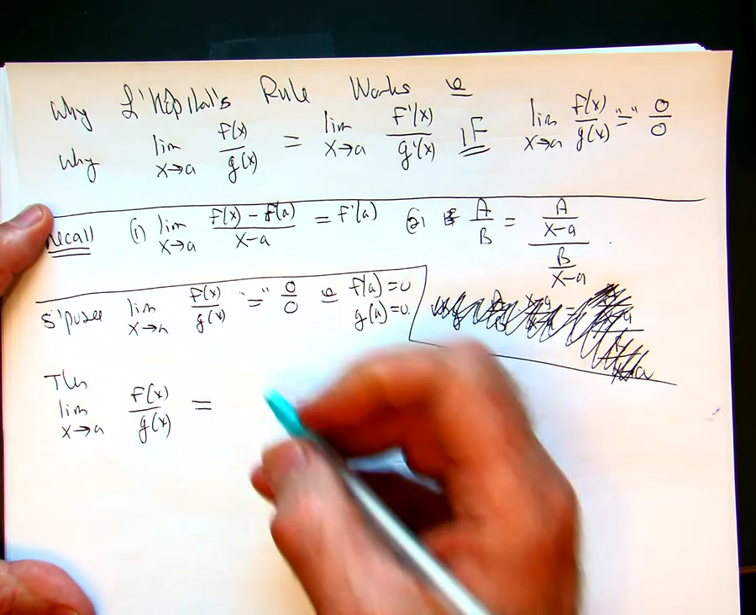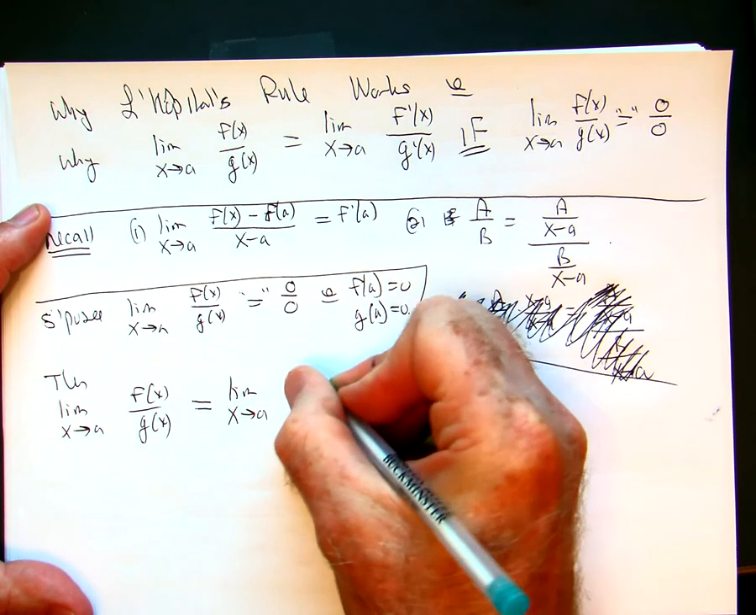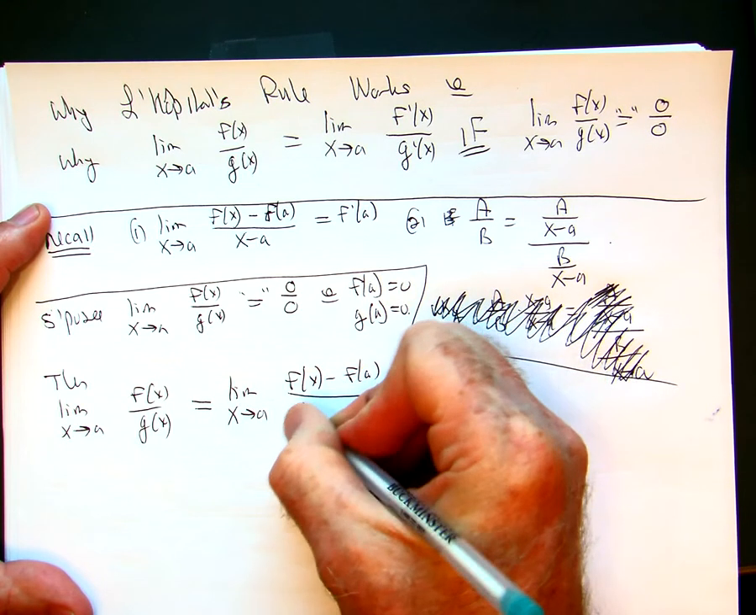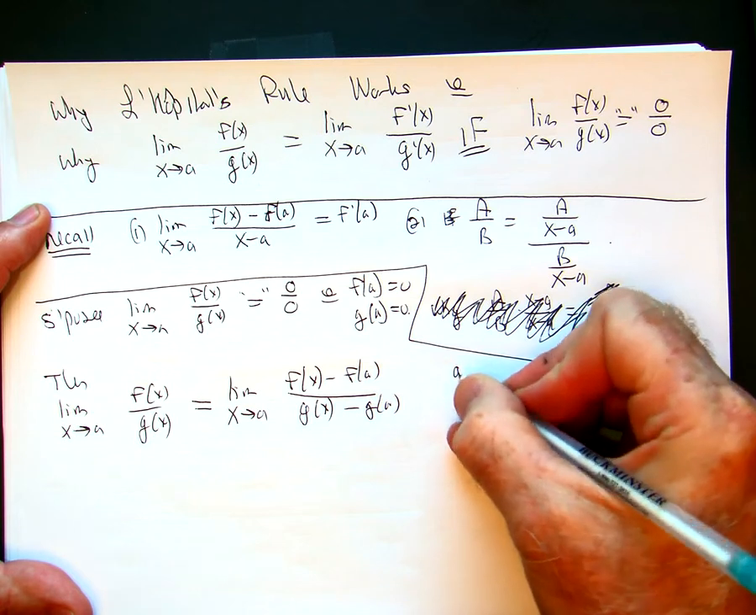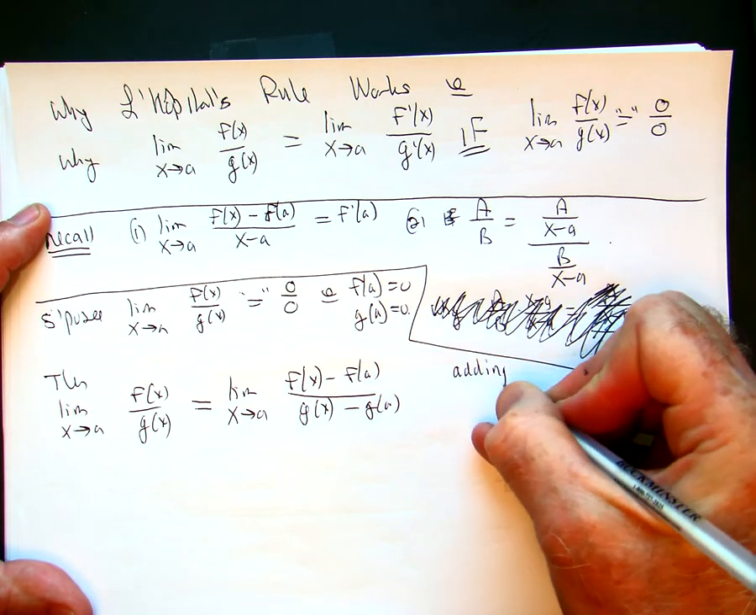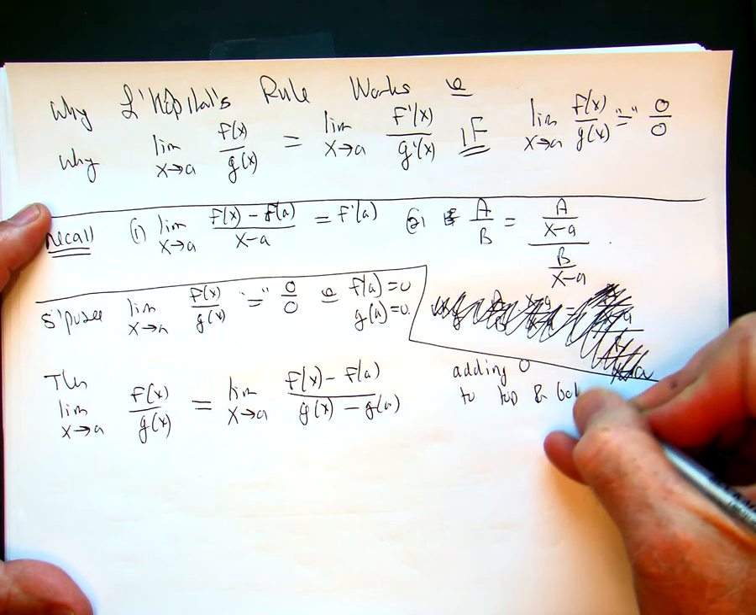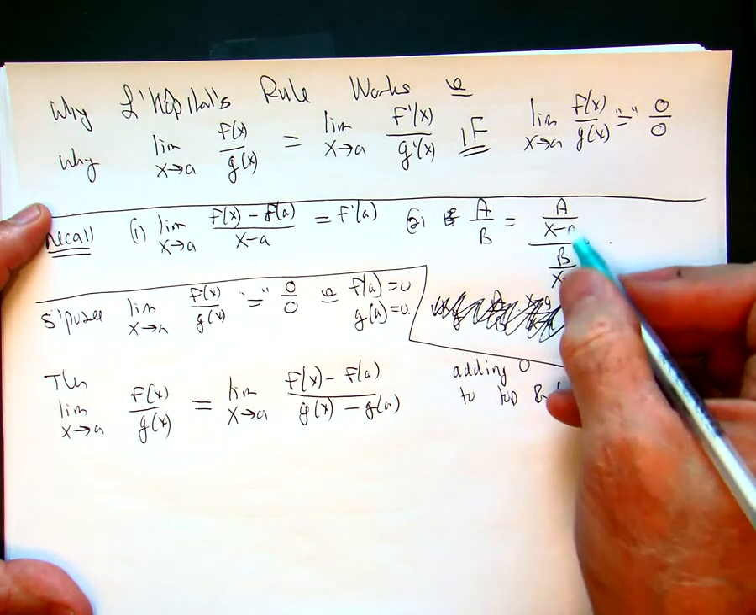Then I start here. I can just add this to both sides. Why? I'm just adding 0 to top and bottom. Okay, remember this is equal to 0, that's equal to 0. So now I'm going to use this.